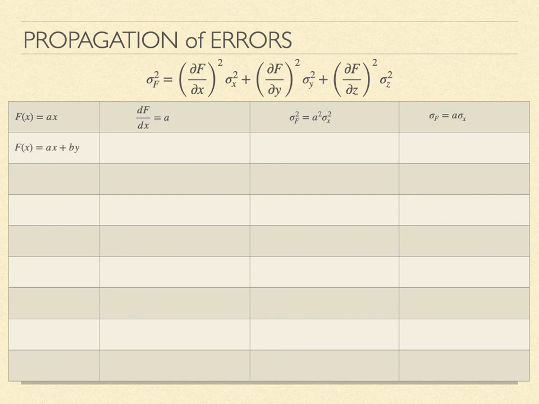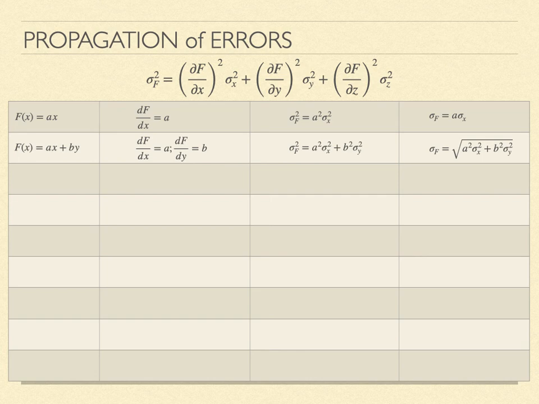Next, we consider the sum of two variables, a times x and b times y. The partial derivatives are just the coefficients a and b, so the variance in f is the sum of the variance in x and y scaled by the square of the multipliers. The square root of that sum of the variances is the standard deviation of f.